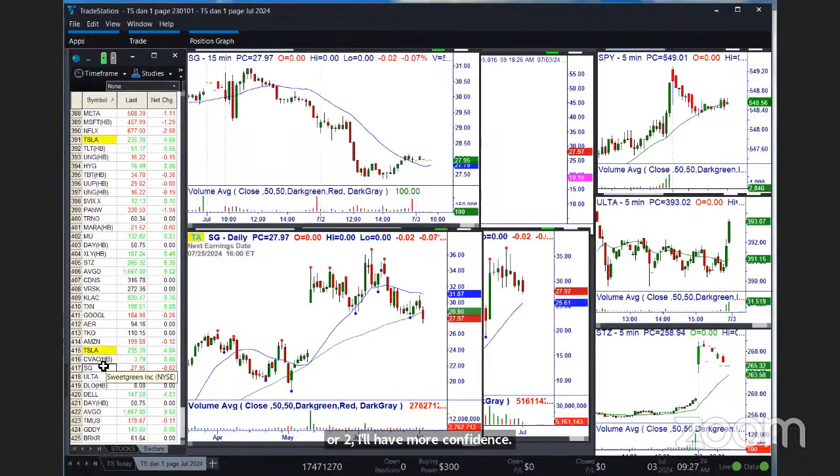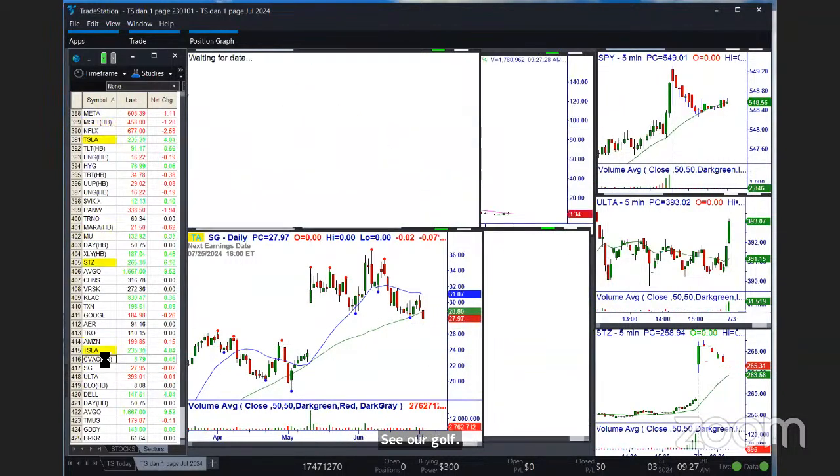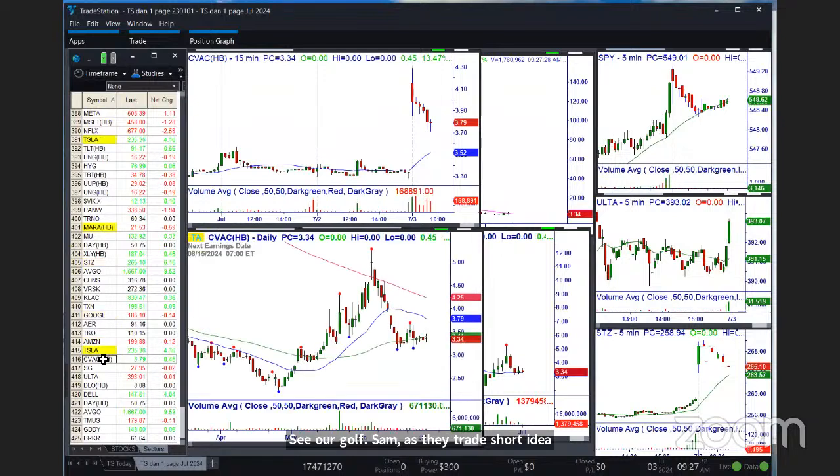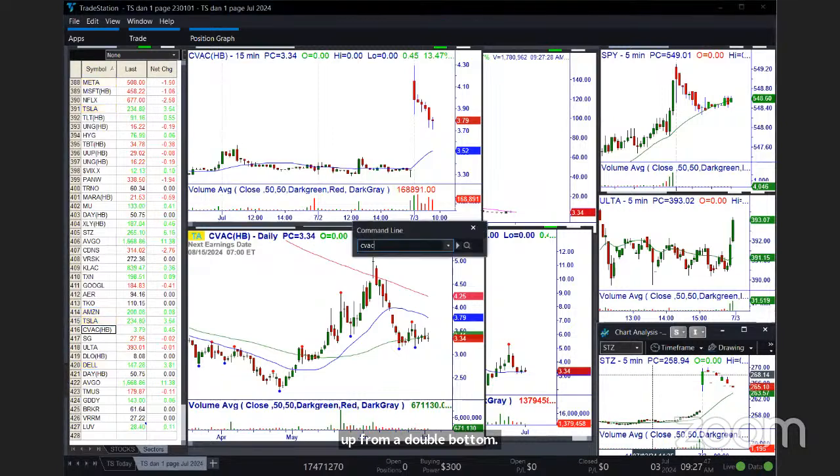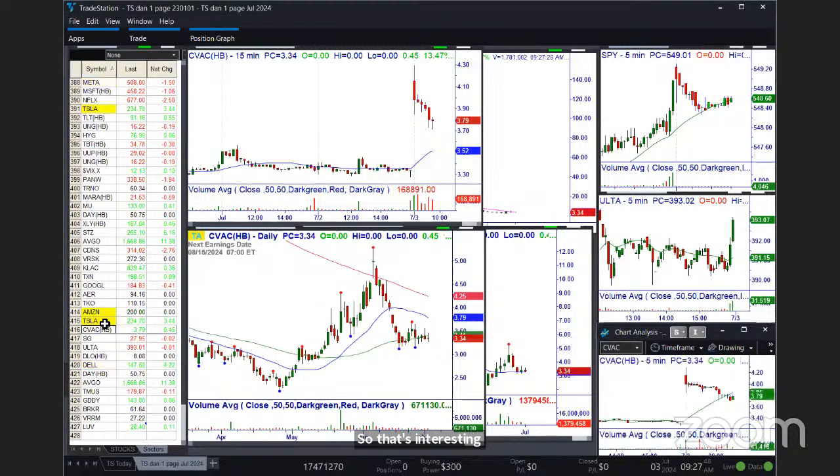Sierra Golf, Sam has as a day trade short idea. That's CVAC. Why am I looking at you? I don't know, but you're gapping up from a double bottom. So that's interesting. CVAC, I'll put in the bottom right there.